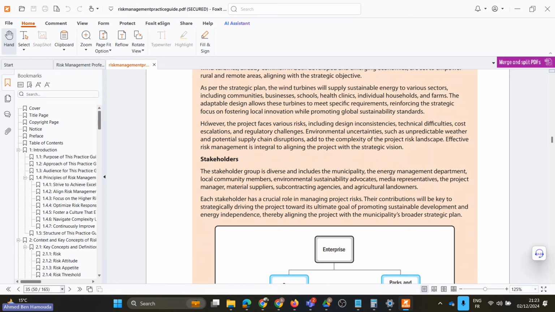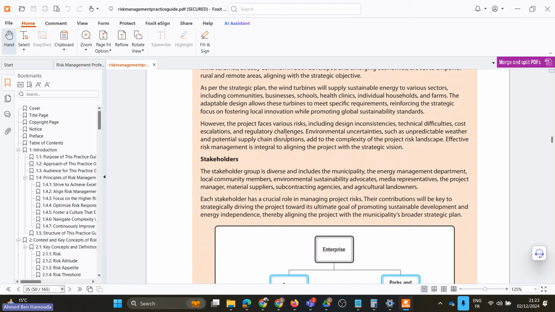However, the project faces various risks. Now that's where the fun begins. These include design inconsistencies, technical difficulties, cost escalations, and regulatory challenges. And you can see how important compliance with the regulations is for PMI.